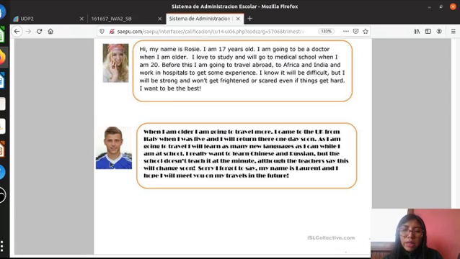When I am older, I am going to travel more. I came to the UK from Italy when I was 5, I will return there one day soon. As I am going to travel, I will learn as many languages as I can while I am at school. I really want to learn Chinese and Russian, but the school doesn't teach it at the minute. Also, the teacher says that will change soon. Sorry, I forgot to say, my name is Lauren and I hope I will meet you on my travels in the future.